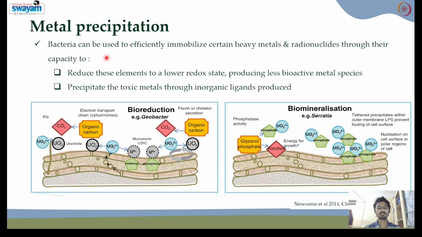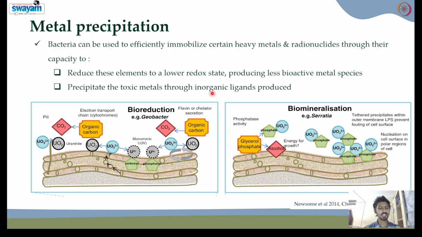The bacteria tend to precipitate the heavy metals or the radionuclides by reducing the element to a lower redox state, producing less bioactive metal species. And what happens here? They tend to reduce the toxic metal through inorganic ligands produced.